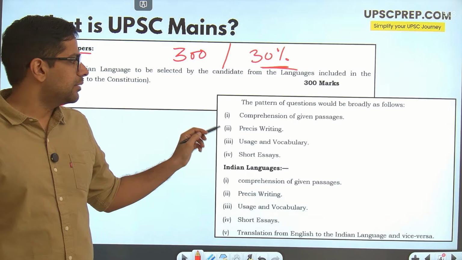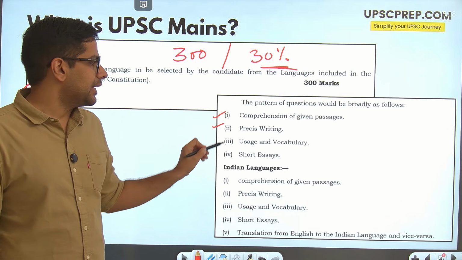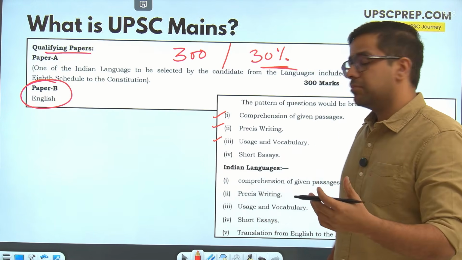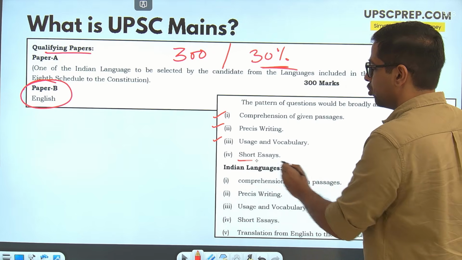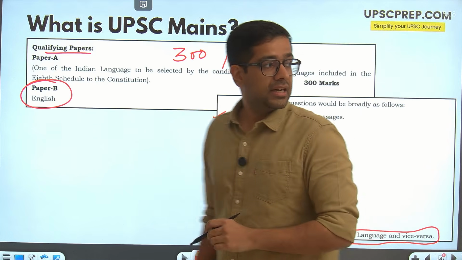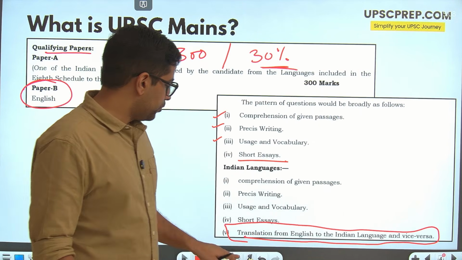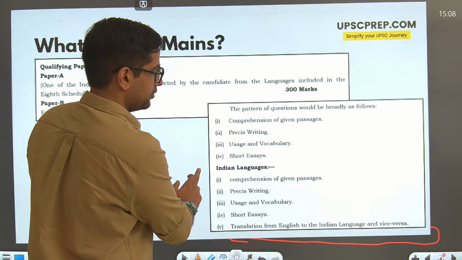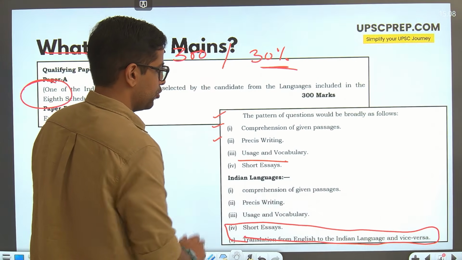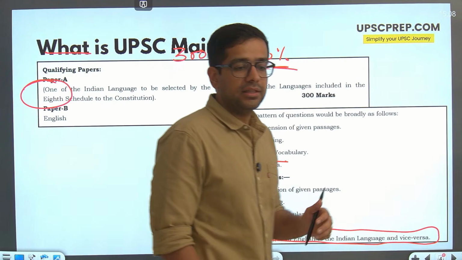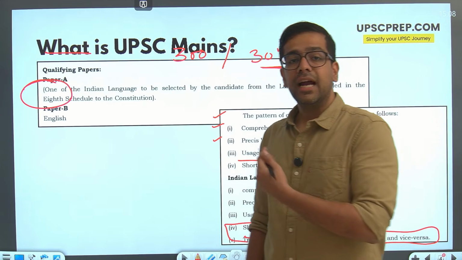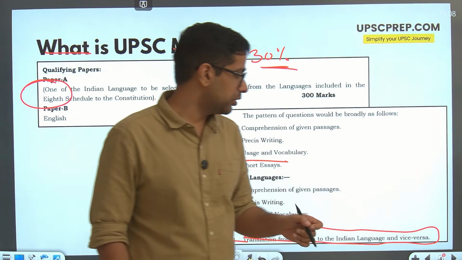And in this, you'll have something like comprehension, precis writing, usage and vocabulary, meaning जो ऐसे आते थे ना synonyms, antonyms, पर्यायवाची हिंदी में जिनको बोलते थे, short essays and translation from English and Indian languages. So all of these things will be covered in these papers. So the idea of the language papers is very simple, that UPSC wants to test your proficiency. Proficiency in the sense of that if you are posted in any part of the country, you should be able to talk to people. So English is for that, and 1 Indian language for your local proficiency.